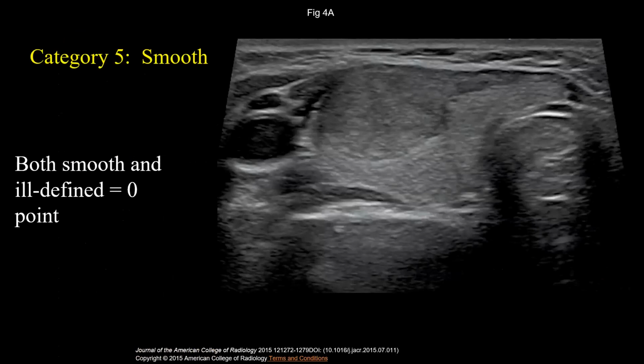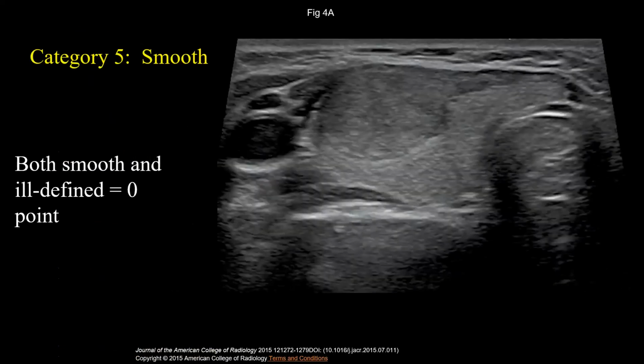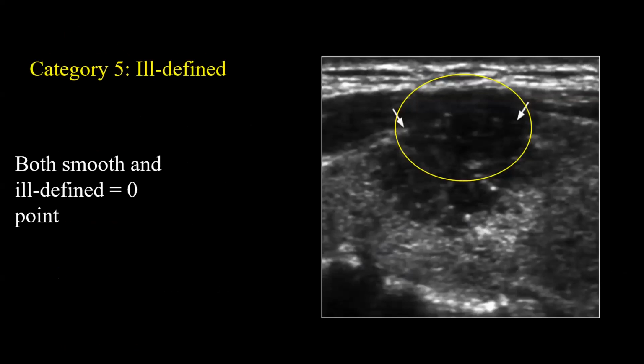So this is an example of a smooth margin. It's pretty well defined all around. And this would be given a category of 0. Again, if it's ill-defined, then you'll give it a category of 0 as well. Not a great image, but we're definitely losing a portion of the thyroid gland, and it's hard to make a discrete border with respect to it. So a portion of this nodule is ill-defined.